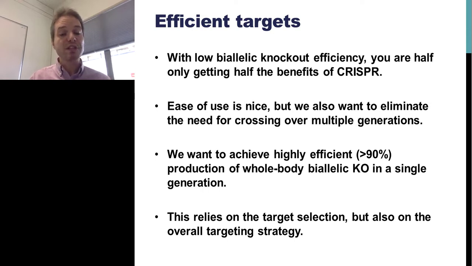So what we want to achieve is highly efficient production of whole body complete biallelic knockout in a single generation. And what we mean by highly efficient is that we would like at least 90% of the offspring to be a complete knockout. To achieve that, we need to rely on the selection of the targets. So we need to be careful about which targets we're going to use. But in the knockout context, we can also play with the actual targeting strategy. And so we'll cover these two aspects during the presentation.